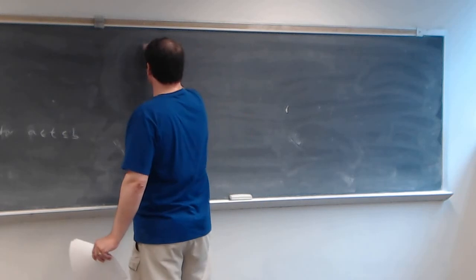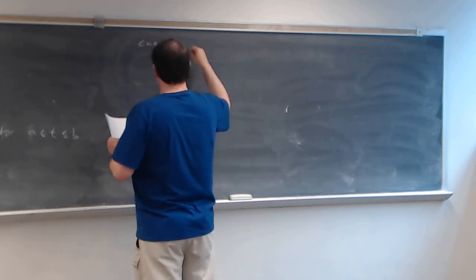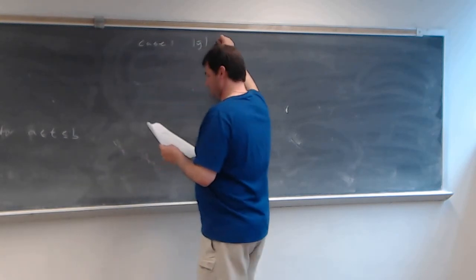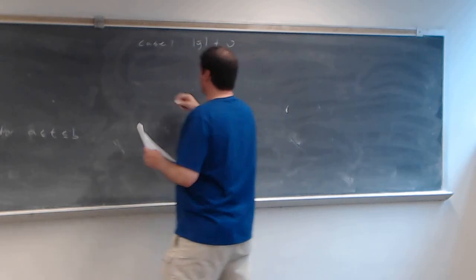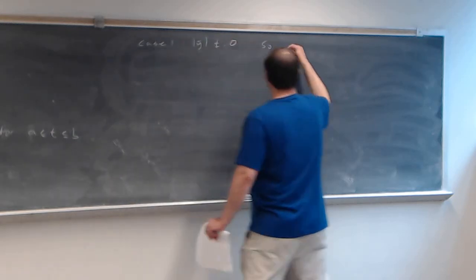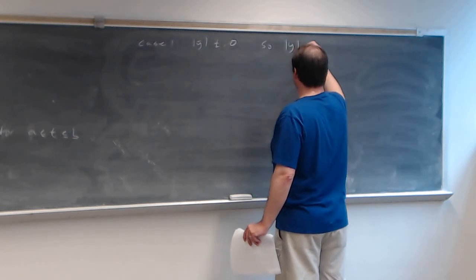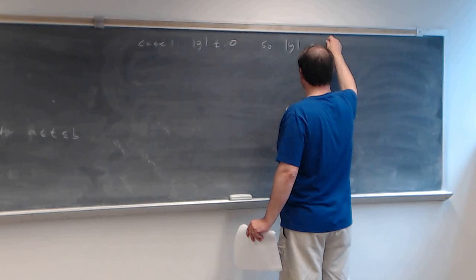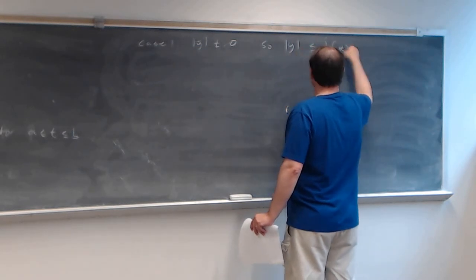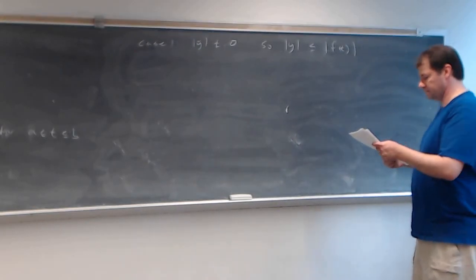First case is if the norm of y bar is different from 0. And then in our preceding inequality, we can divide both sides by the norm of y bar. And so we get the norm of y bar is less than or equal to the norm of f of t. Okay.